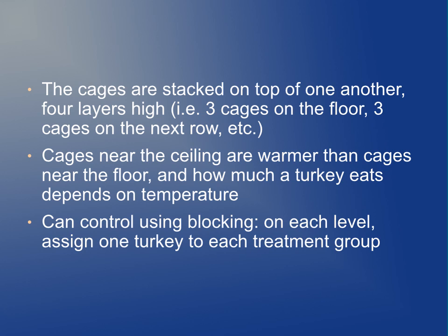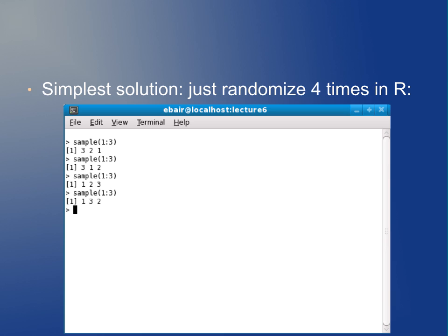The cages near the ceiling are warmer than the cages near the floor, and the amount the turkey eats depends on the temperature. So here we use blocking: on each level we assign 1 turkey to each treatment group. So we basically do the randomization separately on each level of the cages. Well, the simplest way to do this in R is just randomize 4 times. So we say sample 1 colon 3 in R and we get 3, 2, 1.